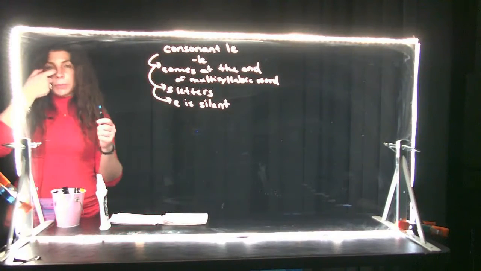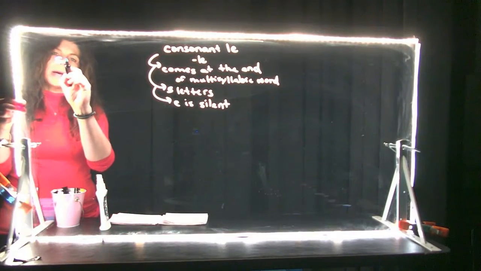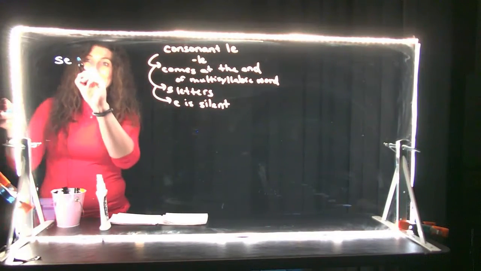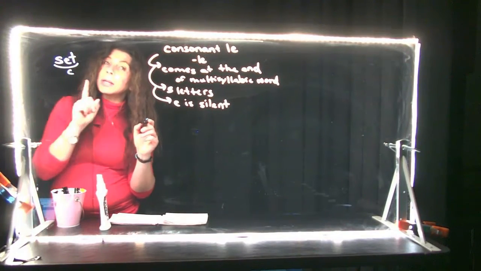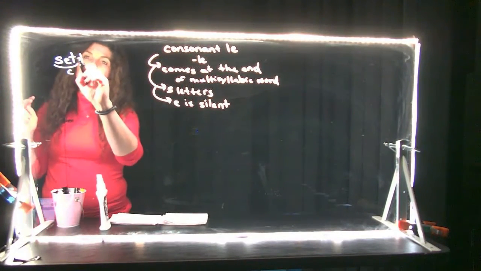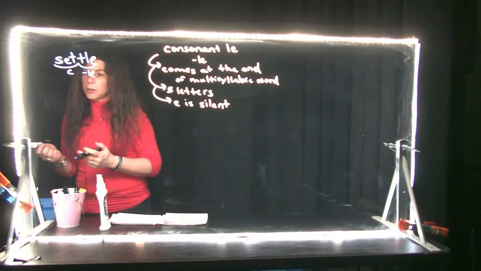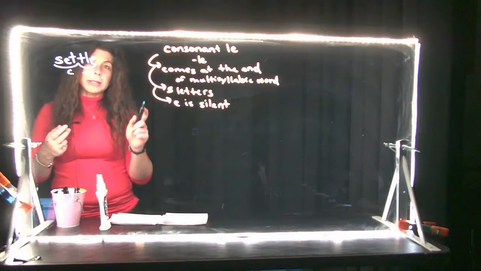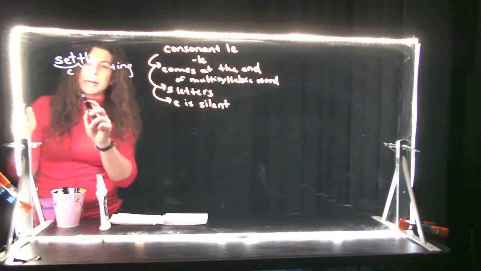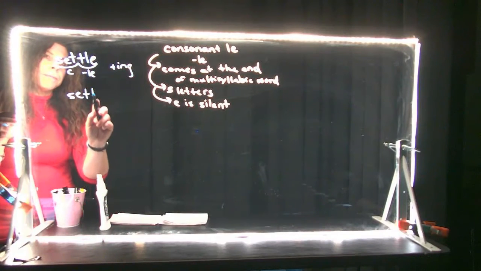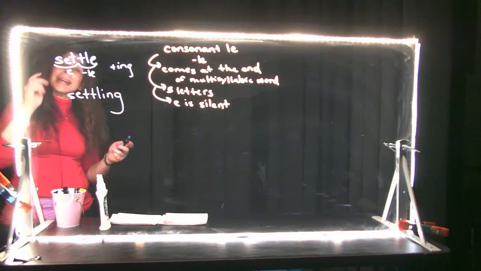So say, for example, you want to say settling. The pioneers were settling out west. Settle, settle, right? Settle. When you hear that tul, you know that's a T-L-E. So if you want to say that the pioneers were settling out west, and you're going to add that ing, that is a vowel suffix, so you must drop that e. They were settling. Now, settle turns into settling.